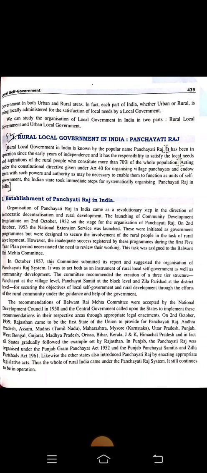Acting under the constitutional directive given under Article 40 for organizing village panchayats and endowing them with such powers and authority as may be necessary to enable them to function as units of self-government, the Indian state took immediate steps to systematically organize Panchayati Raj in India.